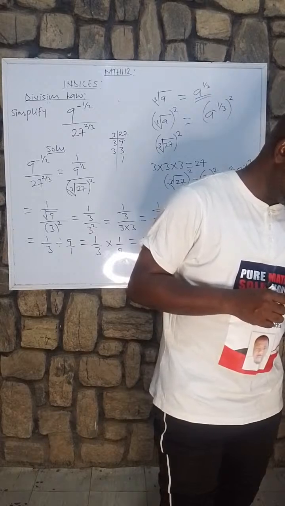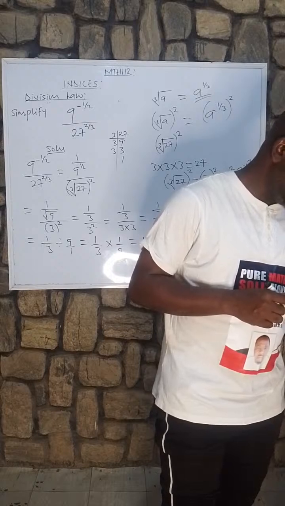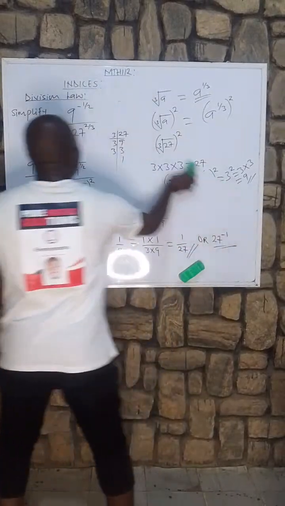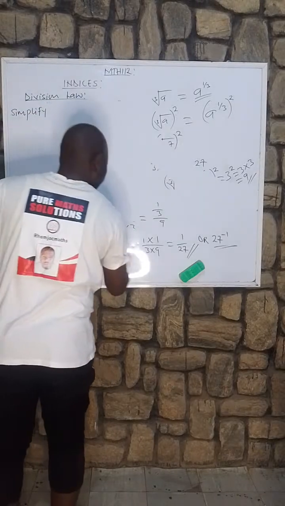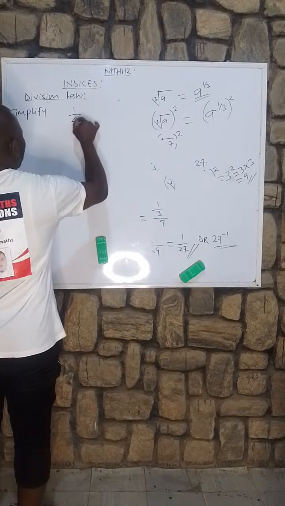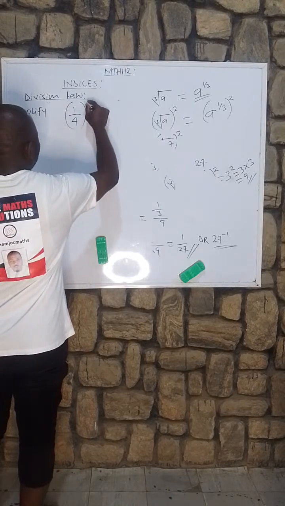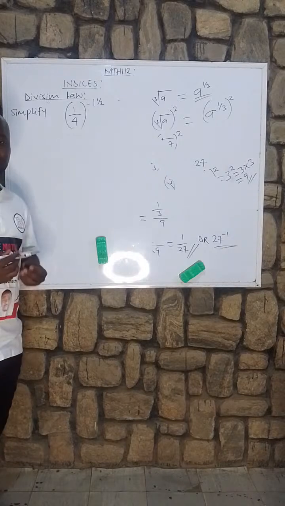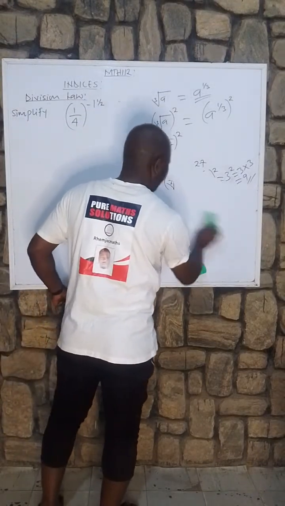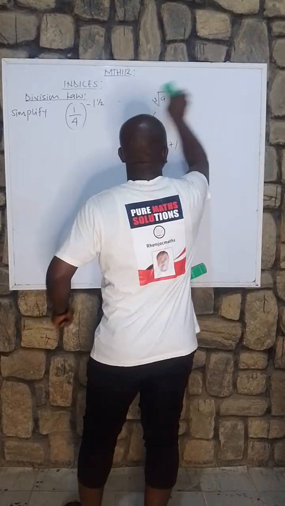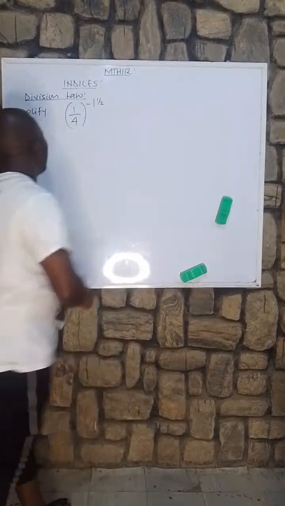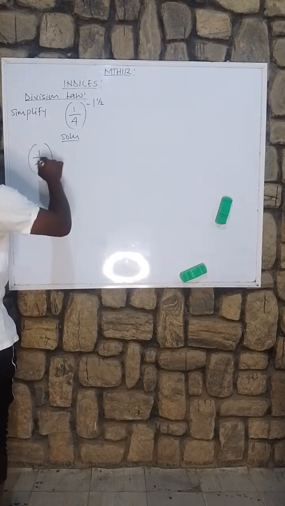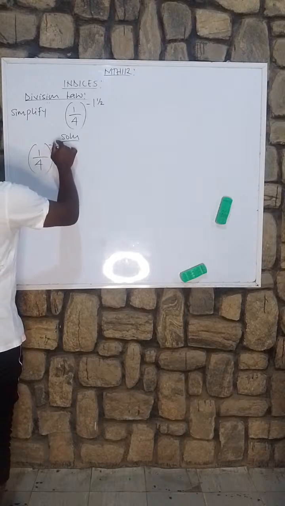Let's look at this. Simplify 1 all over 4 raised to the power of minus 1 whole number 1 all over 2. It's as simple as ABC. It's not difficult. Let's do it together. Okay. The right solution: (1 all over 4) raised to the power of minus 1 whole number 1 all over 2.